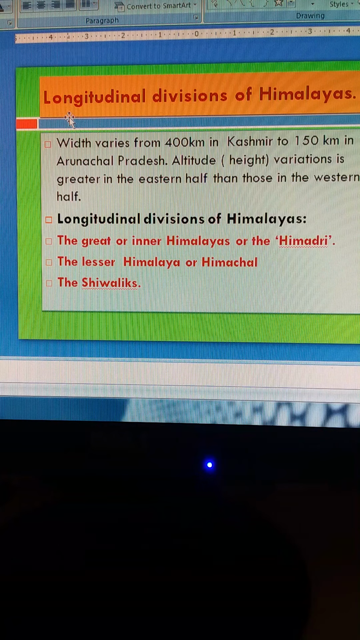Now the longitudinal divisions of the Himalayas. The width varies from 400 km in Kashmir to 150 km in Arunachal Pradesh. Altitude variations are greater in the eastern half than in the western half. Longitudinally, we divide the Himalayas into 3 major divisions: the greater or inner Himalayas, which we call Himadri, the lesser Himalayas of the Himachal, and the Shivaliks.